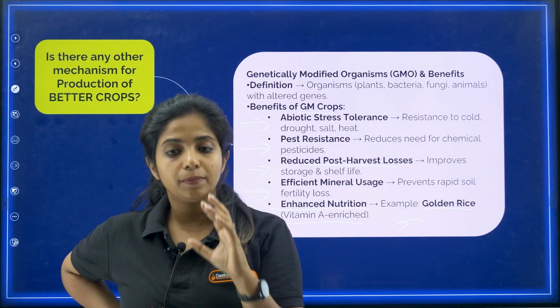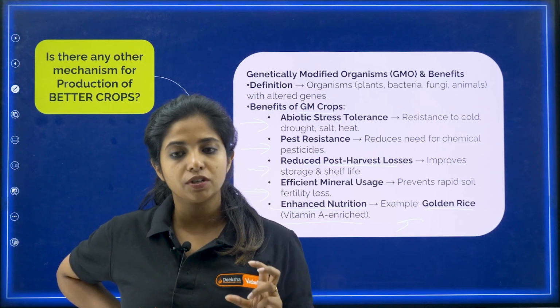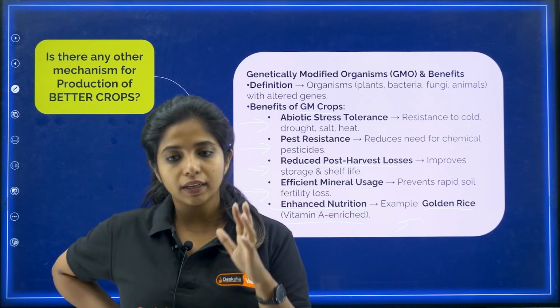How do we get virus-free plants with the help of tissue culture? So basically, take the cells from the apical or axillary meristem and then do the tissue culture method. You will get virus-free plants.